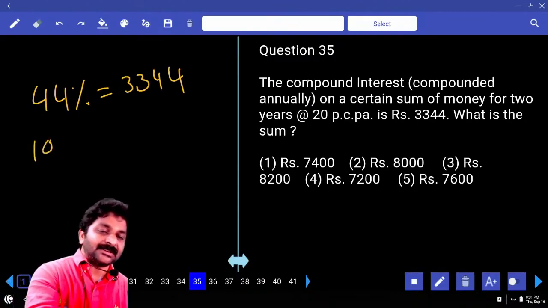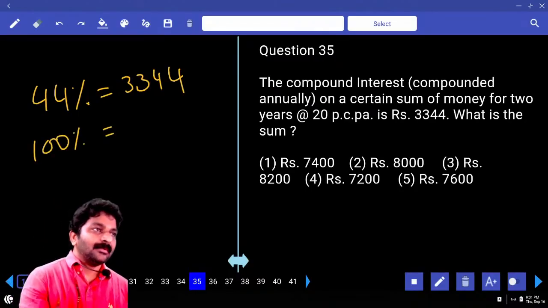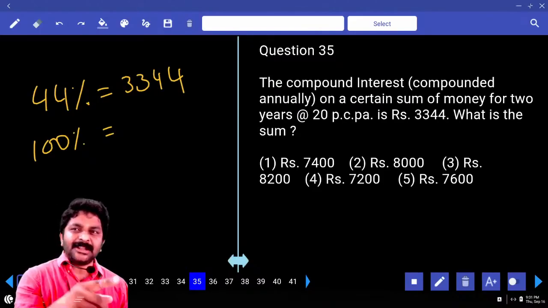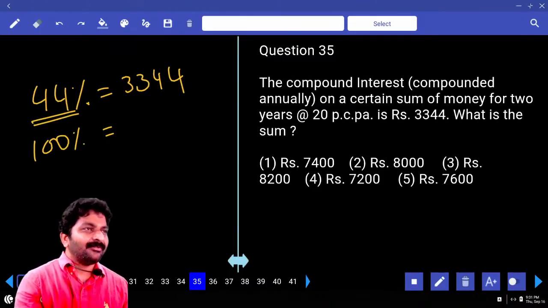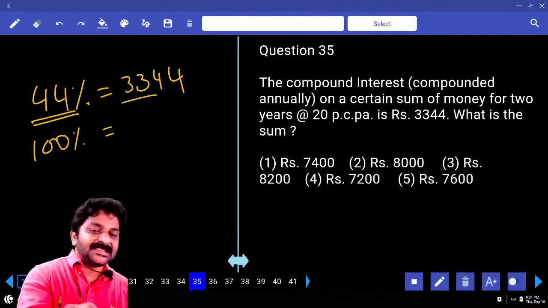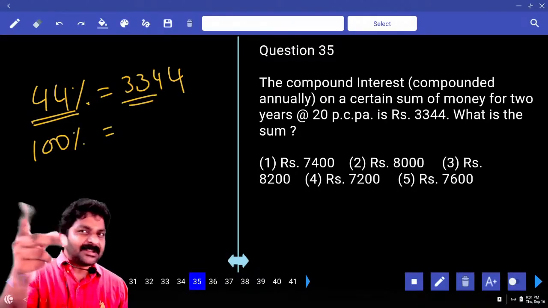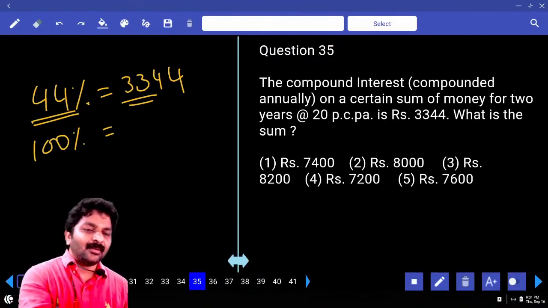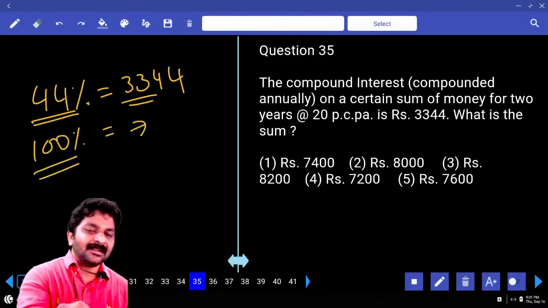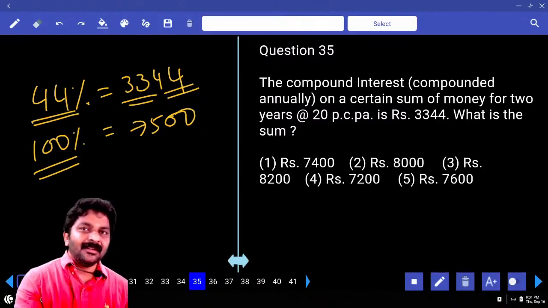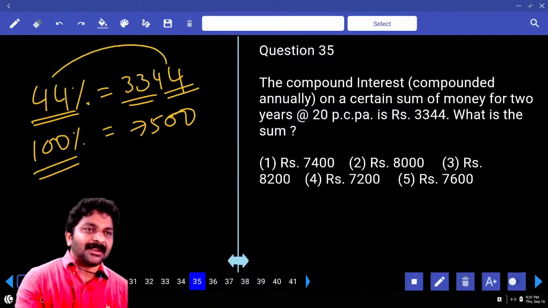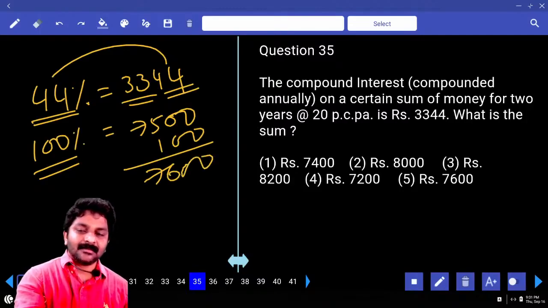What is the sum? Sum in the sense 100% only? Right. Now, instead of going for cross multiplication, what is here? 40. That means 3/4 only. What is 3/4 of this number? 75. And then the last two digits, how much do we have? 44. That means the same number only. I'll use 100. Answer 7000. Done.